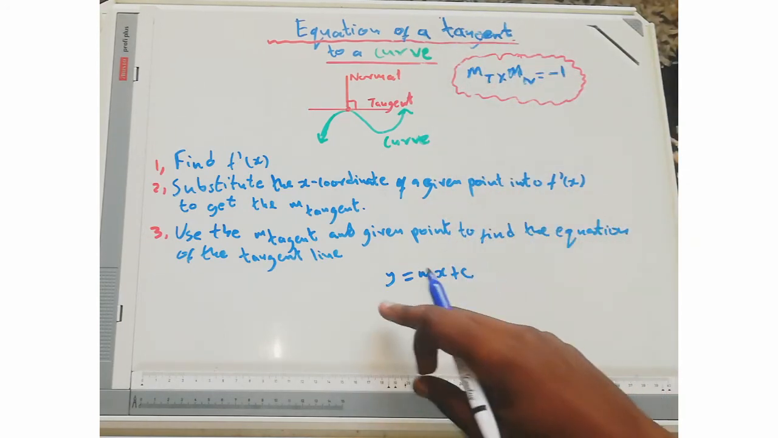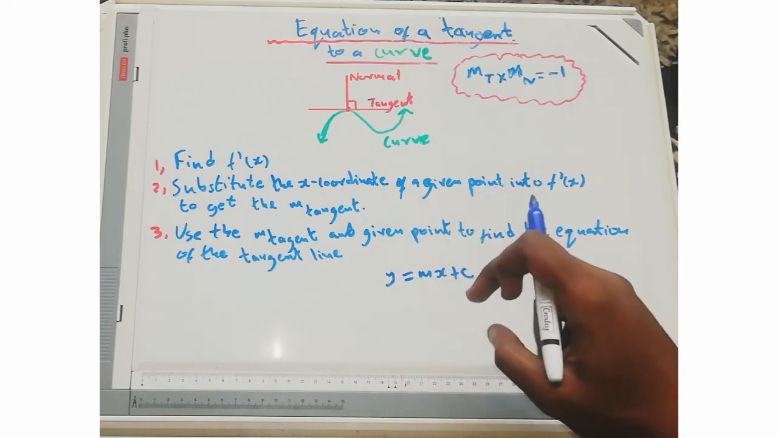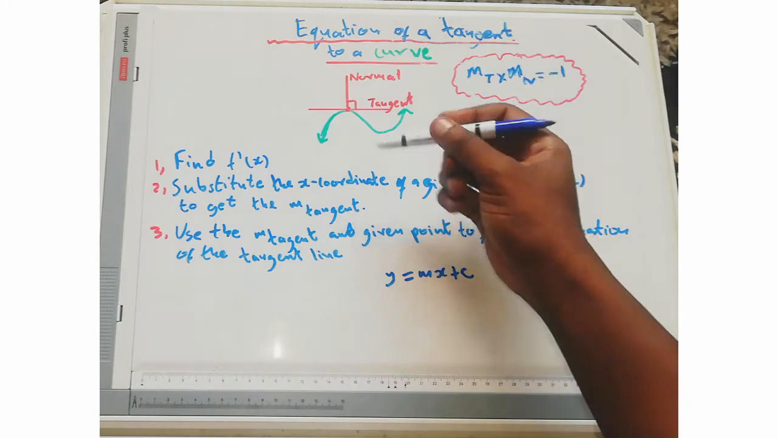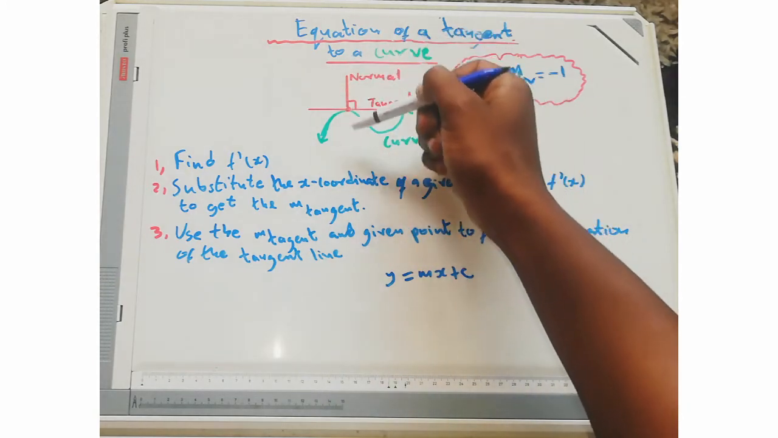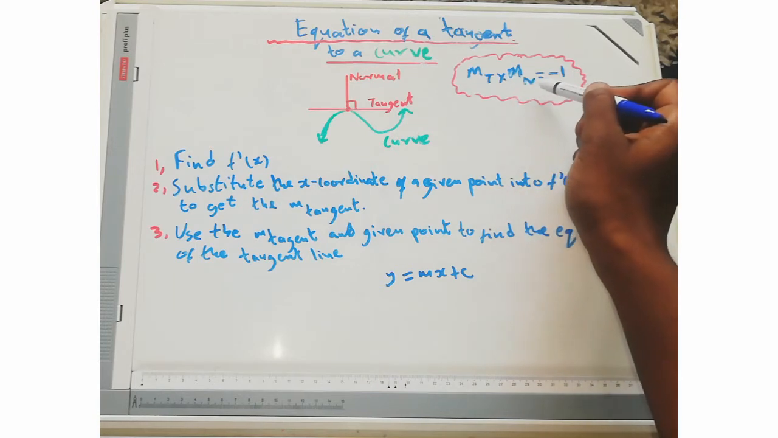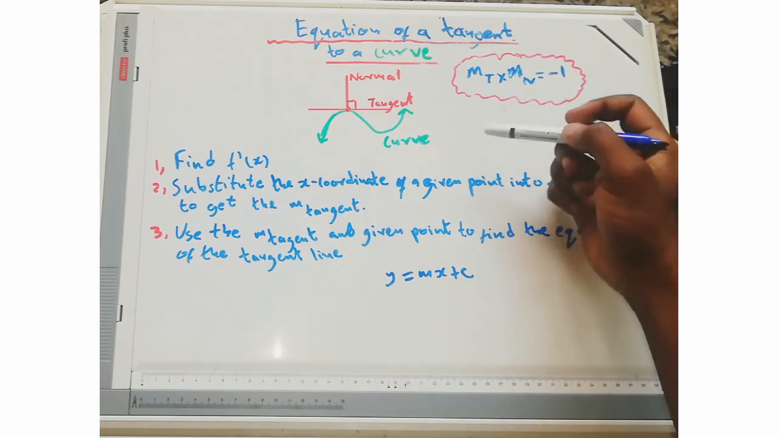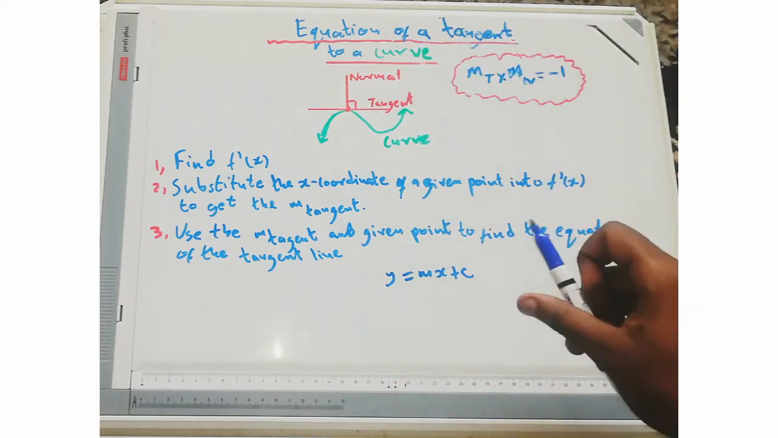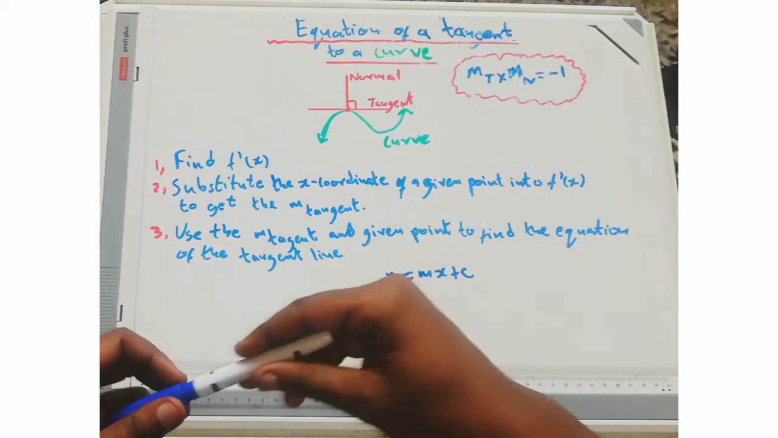So you have to find the equation of this form. Also remember that if this is the tangent and this is the normal, the gradient of the tangent times the gradient of the normal will give you -1. Why? Because they are perpendicular to each other. So keep that in mind. Without further ado, let's do some examples.